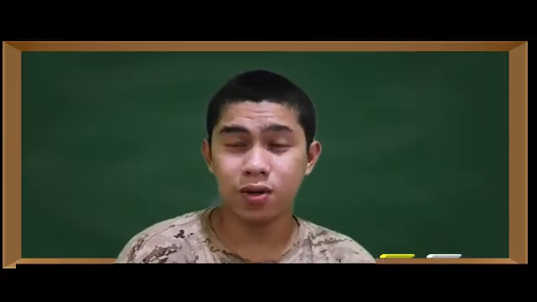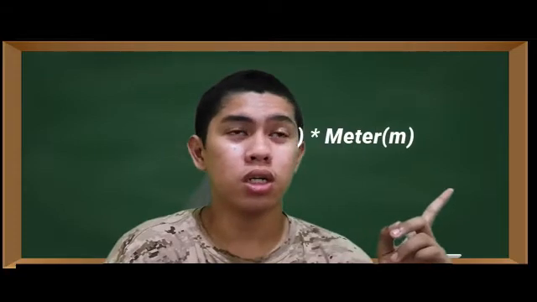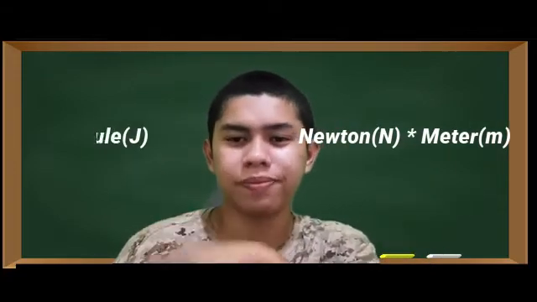So, what is the unit of work? If a force of 5 newtons is applied to an object, and it moves 2 meters, the work will be 10 newton meters. So, what is a newton meter? Newton meter is termed joules, and it is the unit for work. So, we can say that newton meter is also joules.